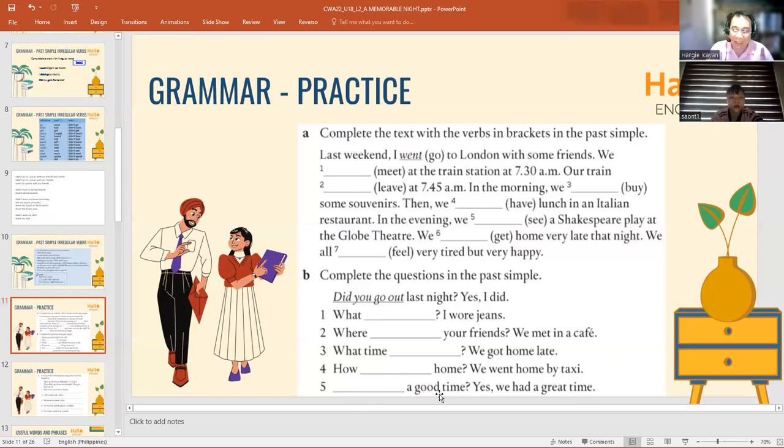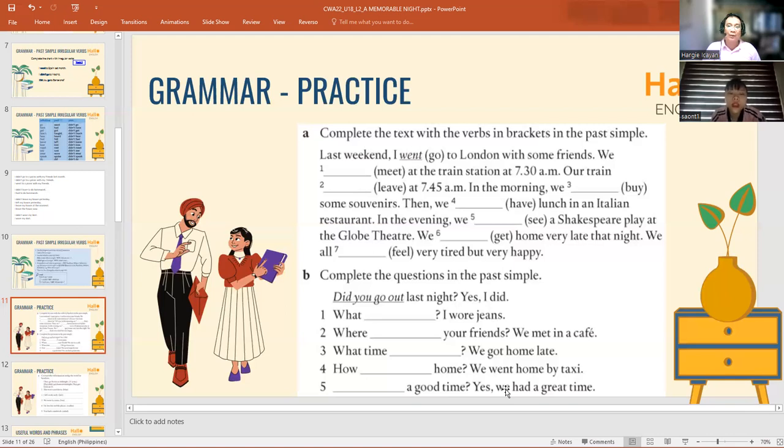Okay. Now I am going to ask you questions, and then you are going to answer me. So, did you go out last night? Yes, I did. Okay. So, what did you wear last night? I wore a t-shirt with jeans. Okay, I wore a t-shirt with jeans.